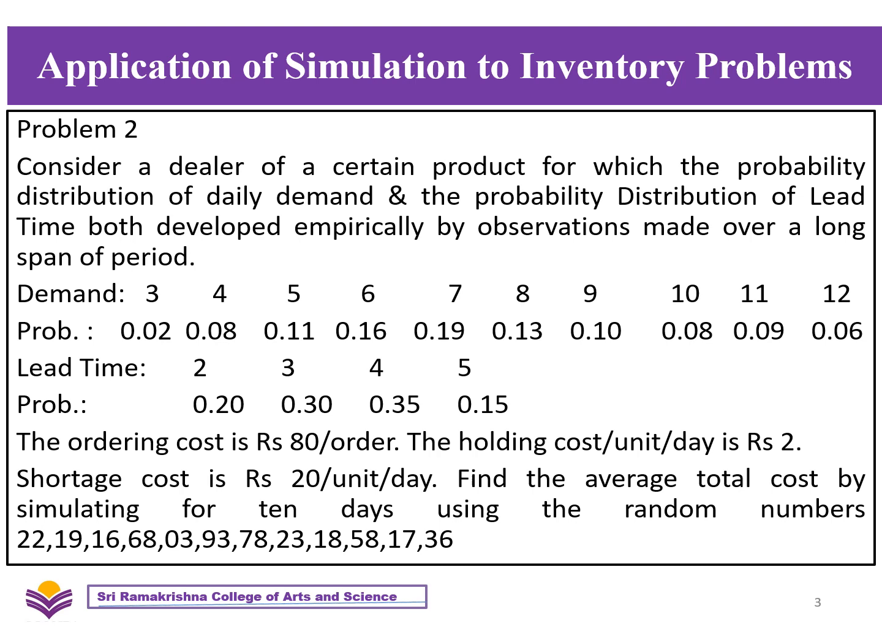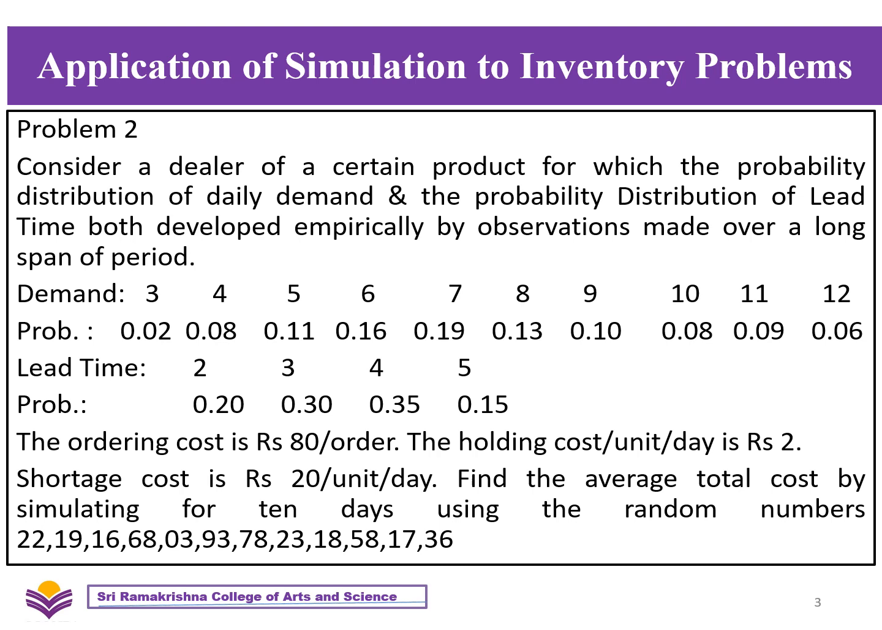What do you mean by lead time? The time between the order and delivery, the time of ordering and the actual receiving of goods. This time gap is called lead time. The problem goes on to say the ordering cost is rupees 80 per order, the holding cost per unit per day is rupees 2, shortage cost is rupees 20 per unit per day.